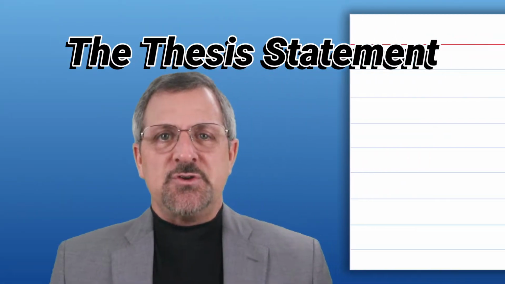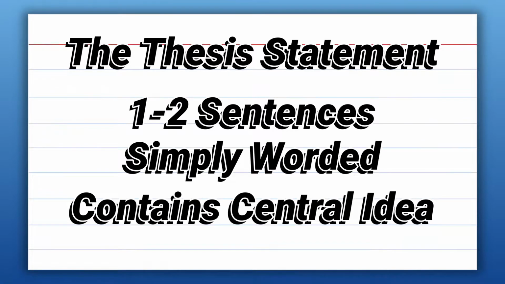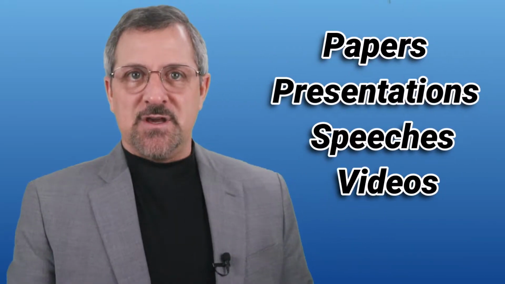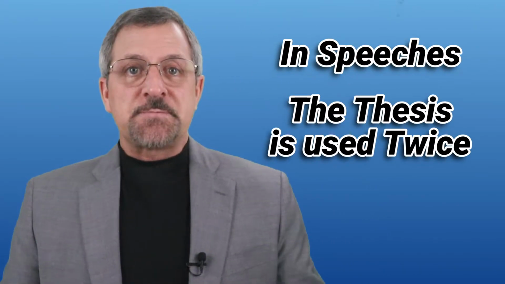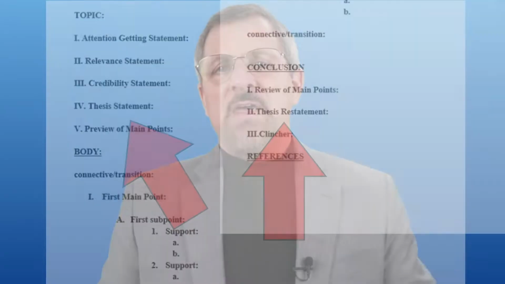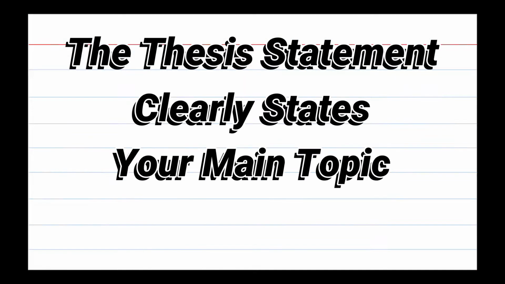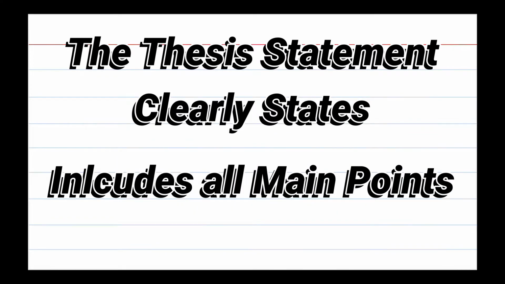The thesis statement is usually 1 or 2 sentences that should be worded as simply as possible and contain the central idea that informs your audience of what you're going to talk about in your papers, presentation, speeches, and videos. In a speech, the thesis statement appears in 2 places. The first place is in the introduction section, and then again as part of your conclusion that we'll talk about later in the series. A good thesis clearly states what your main topic is, what the reason or purpose for your speech is about, and includes all of your main points without fluff or extra wording.